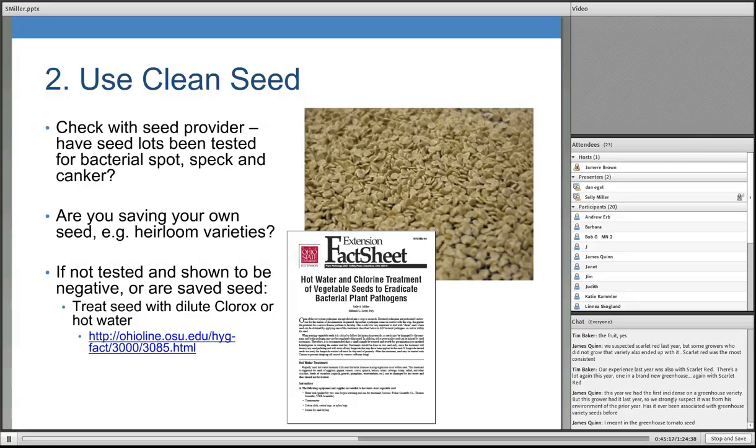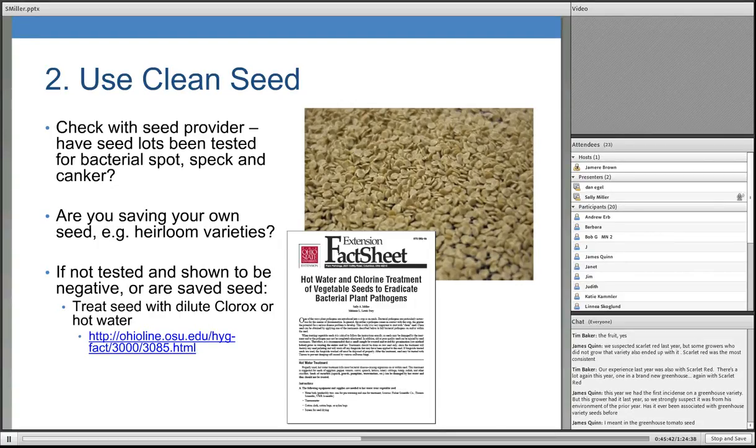So there are issues about using the currently available seed sanitizing. They're not issues with how well they work. It's just issues with how they fit into the system. So again, check with a seed provider. The seed lots should have been tested for bacterial spot, speck, and canker. Those are the three they always test for. So if you're working with a major seed company, they should do that.